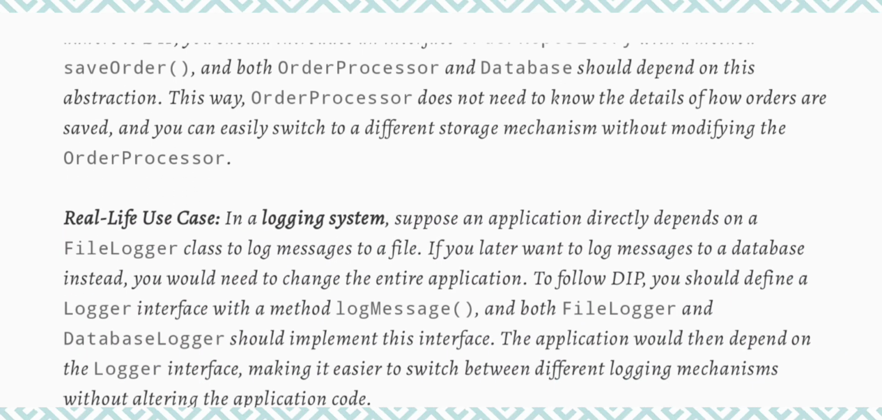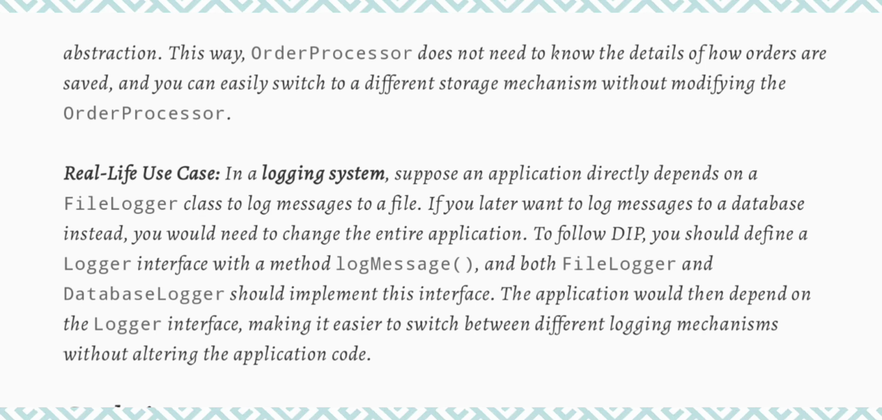Real-life use case. In a logging system, suppose an application directly depends on a FileLogger class to log messages to a file. If you later want to log messages to a database instead, you would need to change the entire application. To follow DIP, you should define a Logger interface with a method logMessage, and both FileLogger and DatabaseLogger should implement this interface. The application would then depend on the Logger interface, making it easier to switch between different logging mechanisms without altering the application code.